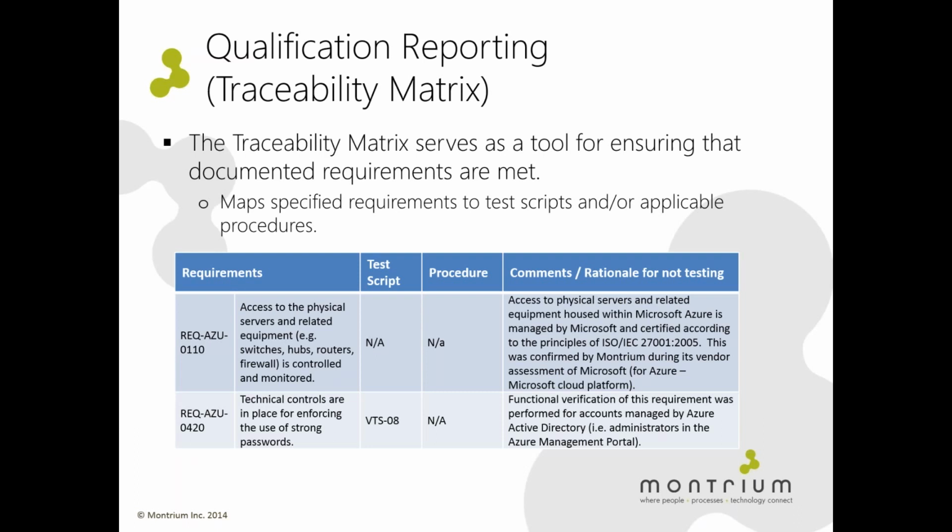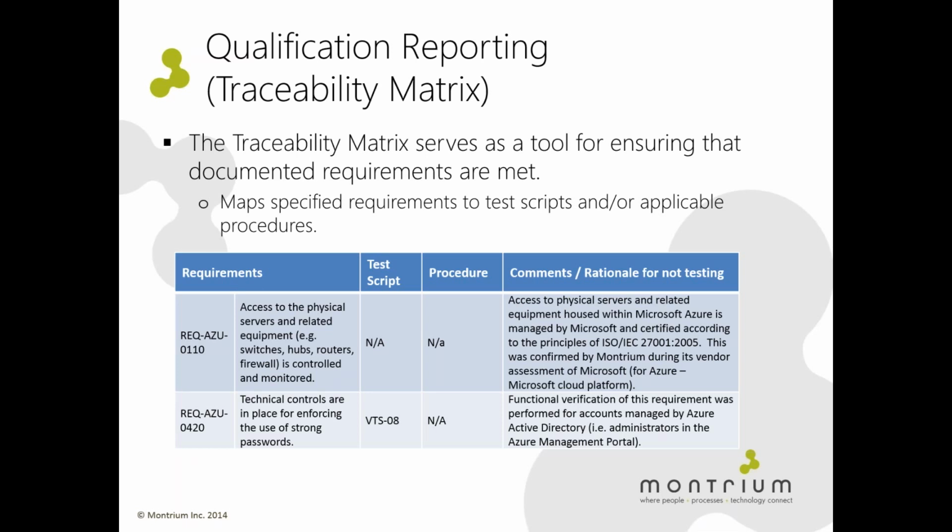So upon completing the IQ and OQ, we moved on to qualification reporting. This phase of the qualification project started with completion of the traceability matrix. The traceability matrix serves two purposes. First of all, it confirms that the requirements that we documented in the requirements document are actually met. The second reason was to confirm that the controls were implemented to manage the risks as we had set out to do through the risk assessment process.